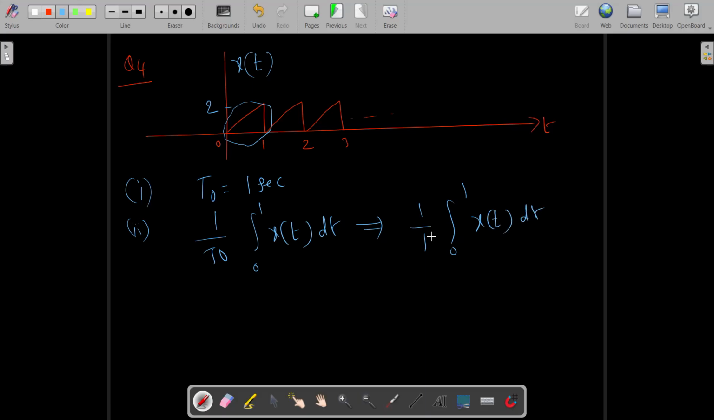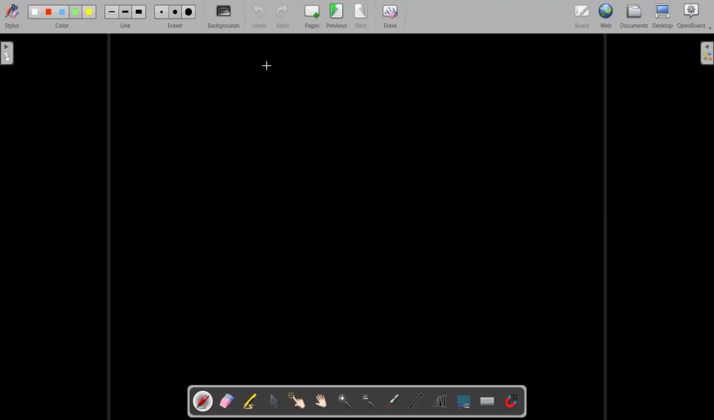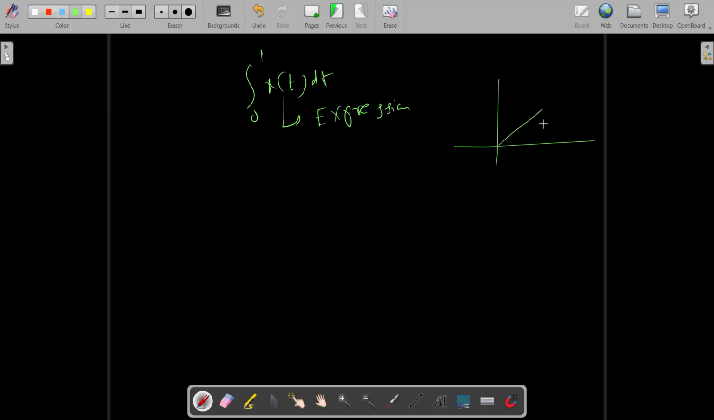So now in order to get this average value, we need to get the expression for x of t, right? So what is the expression for x of t for the duration 0 to 1? In order to calculate the integration, 0 to 1 x of t dt, all we need is the expression for this. So we need to get the expression for this, x of t for the duration 0 to 1. That means what we need is the expression for this 0 to 1. What is this expression?